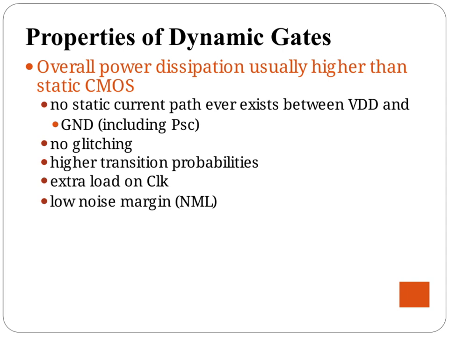On the downside, dynamic gates have a low noise margin, especially the low noise margin NML, which makes them more susceptible to disturbances and noise, potentially affecting reliability. In summary, while dynamic gates eliminate static current paths and prevent glitching, their higher switching activity and clock load lead to increased overall power dissipation, and the low noise margin remains a critical consideration in their design and implementation.